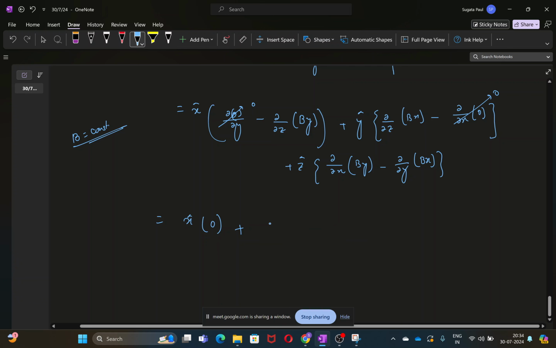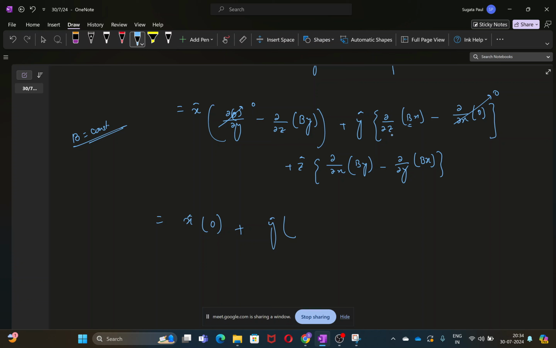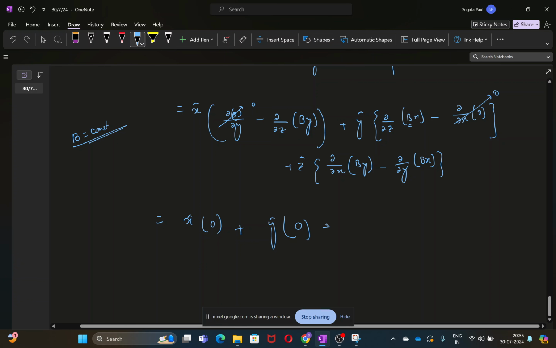Similarly, for the y cap coefficient, B is constant, so it will not be affected by the derivative, and in del x del z, x and z are independent variables, so that will also give 0. Then for z cap, you have del x of B times y. Again B is a constant and y is an independent variable separate from x, so this will be 0. Similarly, del y of Bx will also be 0 for a similar reason.